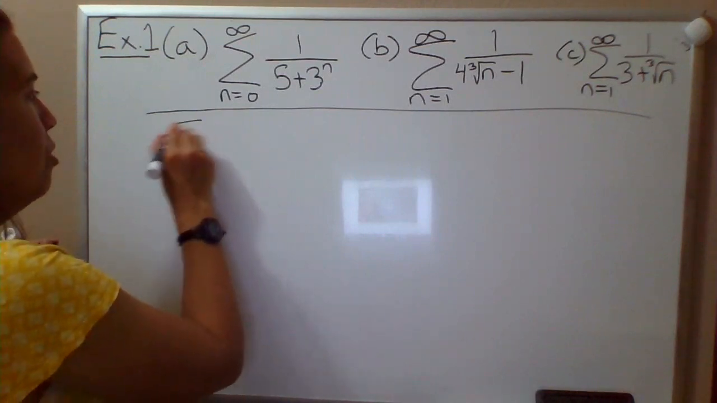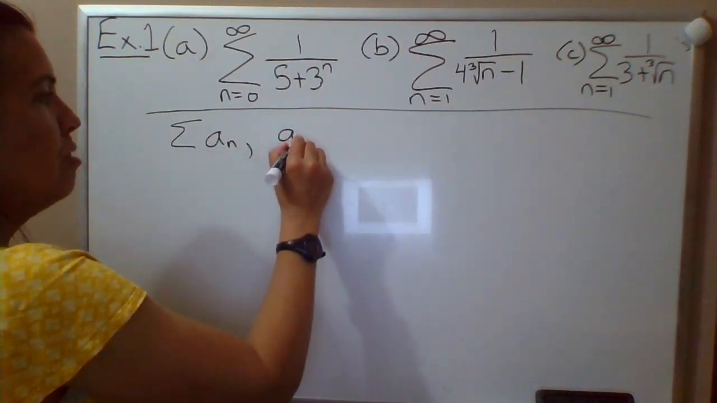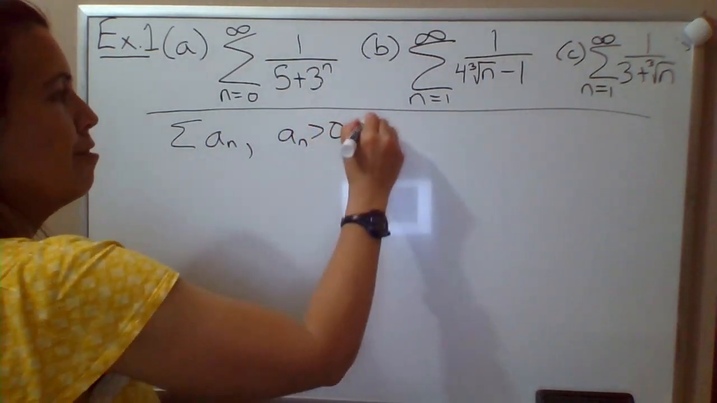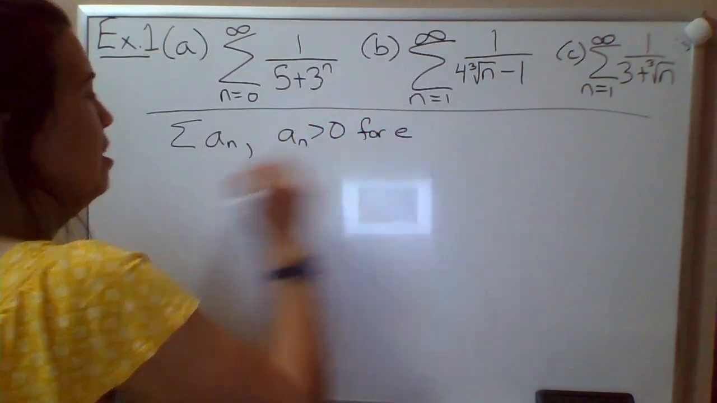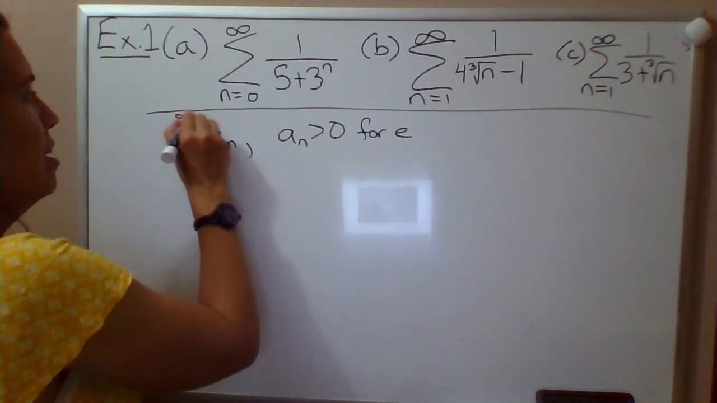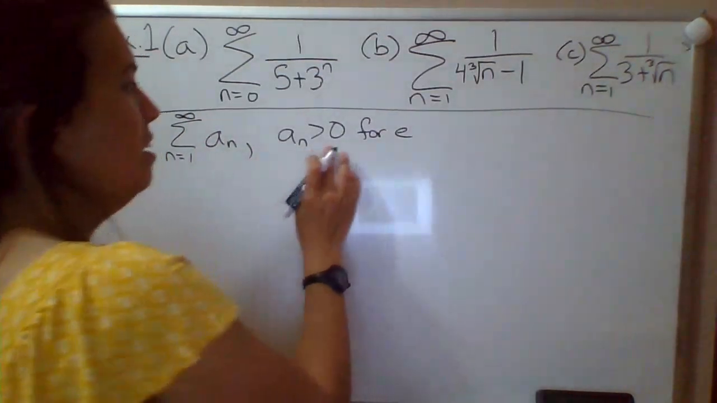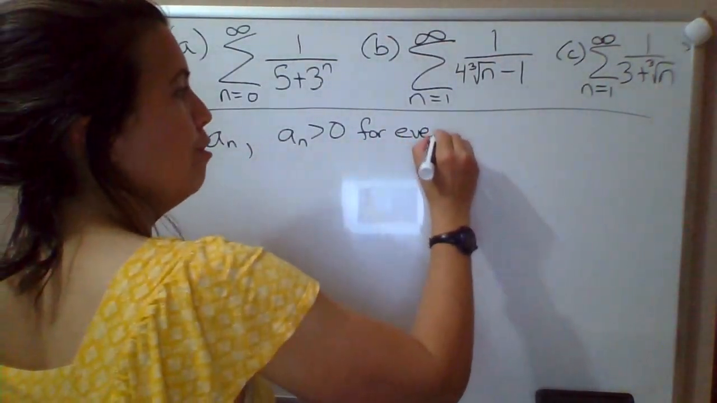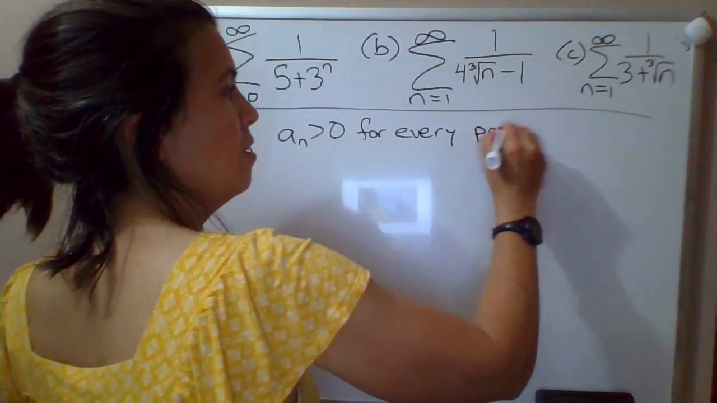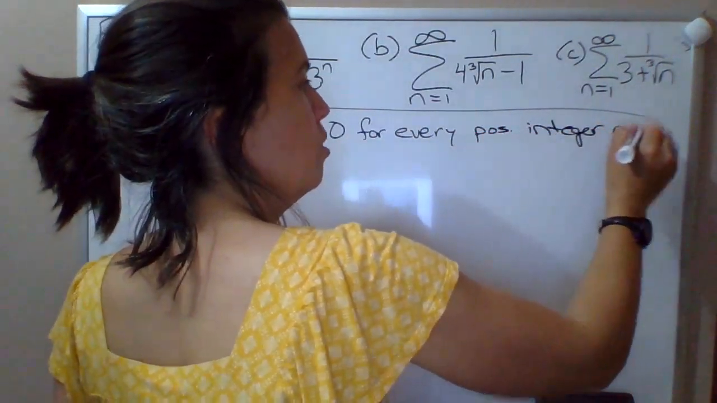First thing, you can only apply the direct comparison test if the terms in your series are positive. So if I'm looking at the sum from, let's say, 1 to infinity, where the terms are a_n, then a_n needs to be greater than 0 for every positive integer n. So, positive integer n. Okay.